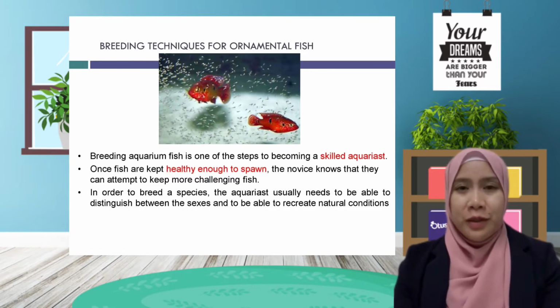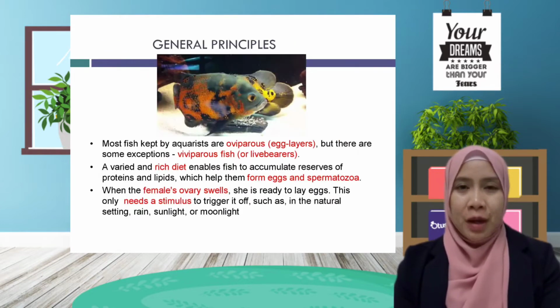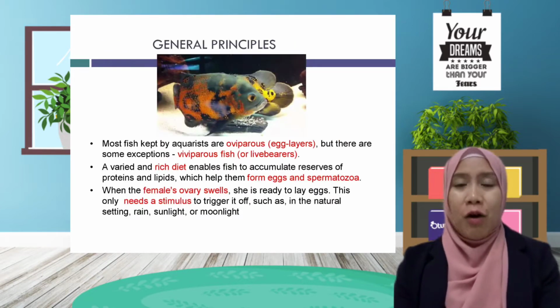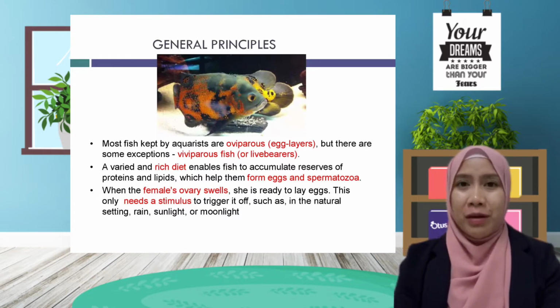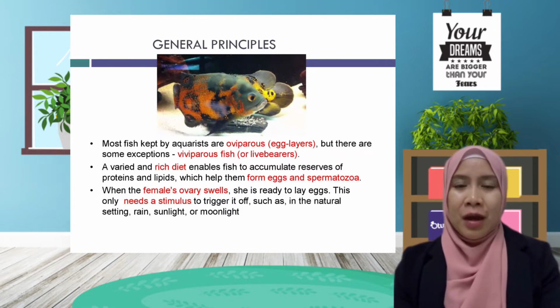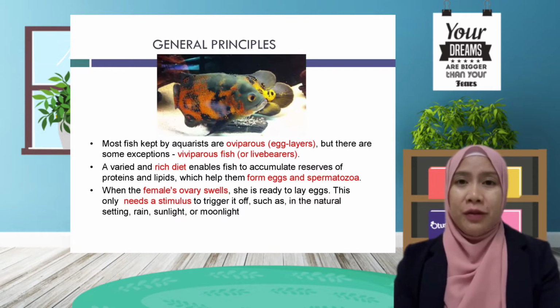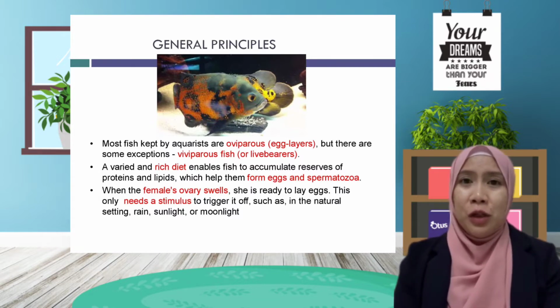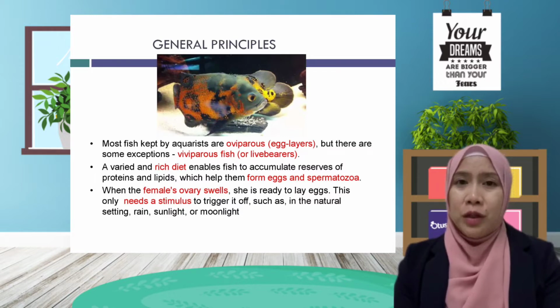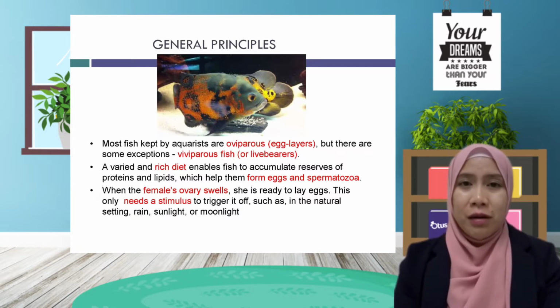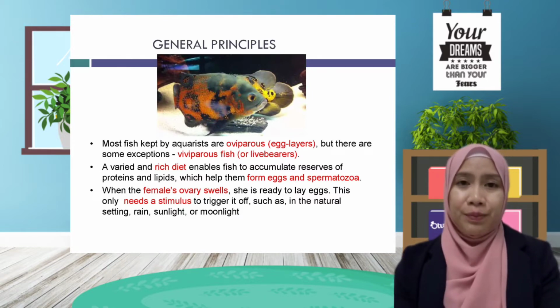What are the general principles of fish breeding? Most fish kept by aquarists are oviparous, but there are some exceptions, such as viviparous fish. A varied and rich diet enables fish to accumulate reserves of proteins and lipids, which help them form eggs and spermatozoa. This is the maturing phase. When the female's ovaries swell, she is ready to lay eggs. This only needs a stimulus to trigger it off, such as, in the natural setting, rain, sunlight, or moonlight.